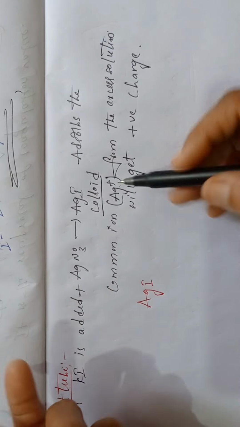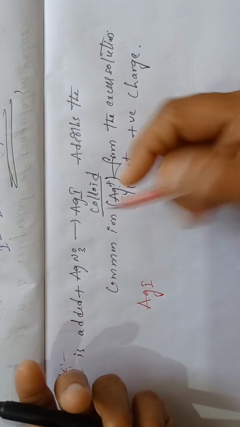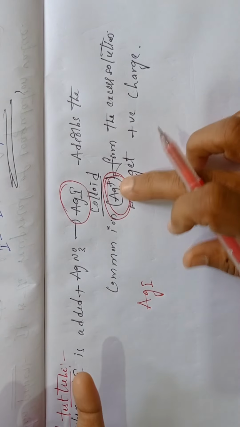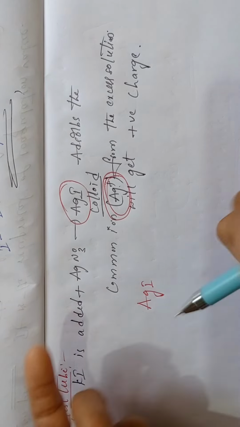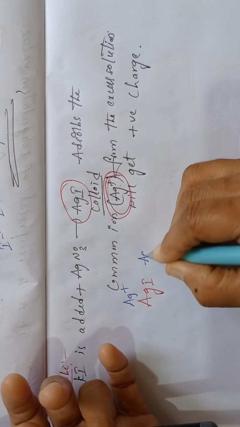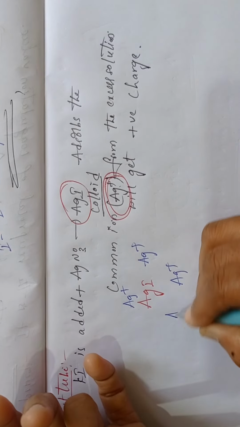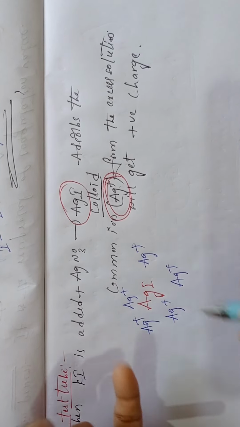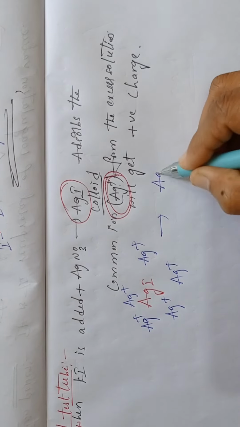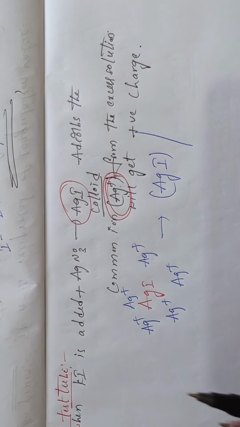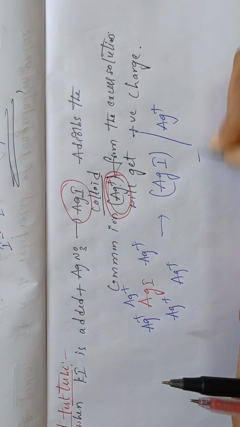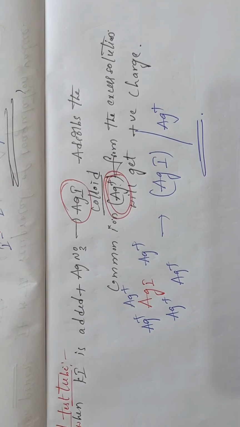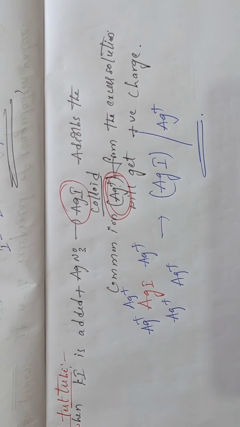Around this, which ions are occupying? Ag plus ions are occupying. So that's why here Ag plus, Ag plus, Ag plus. Because of these Ag plus ions, the silver iodide will get which charge, students? It will get positive charge. This is nothing but the origin of charge on colloidal sol particles.